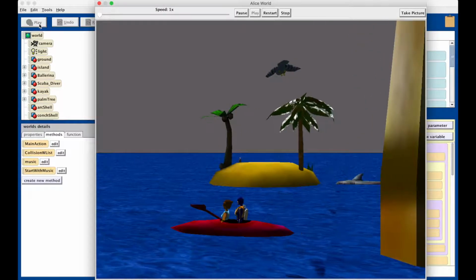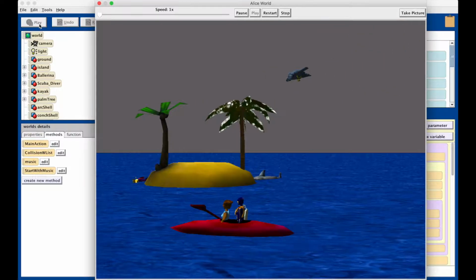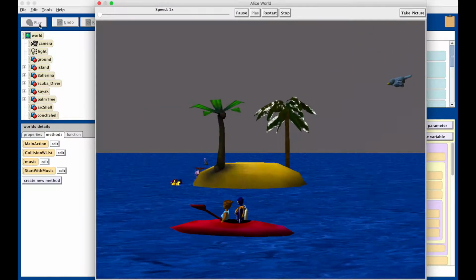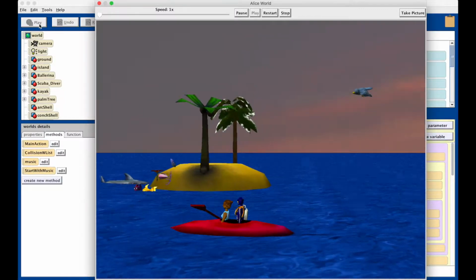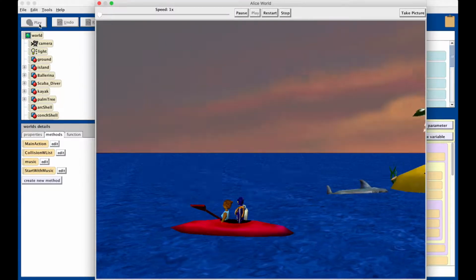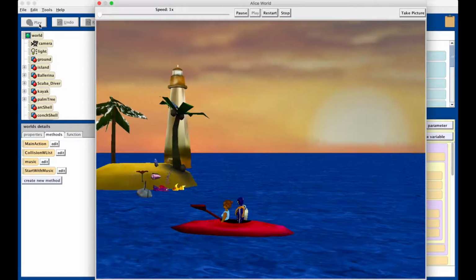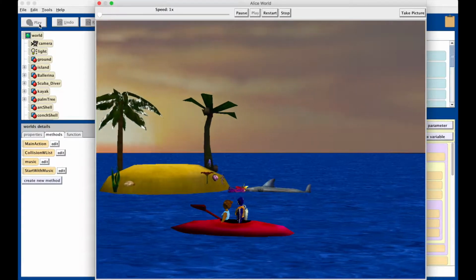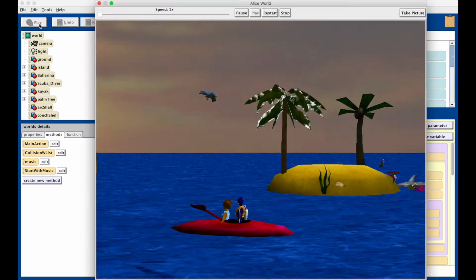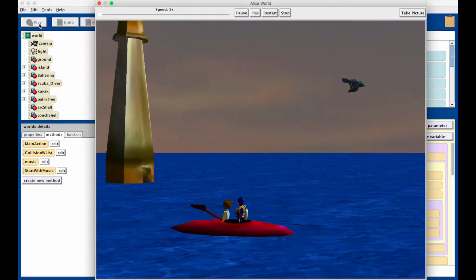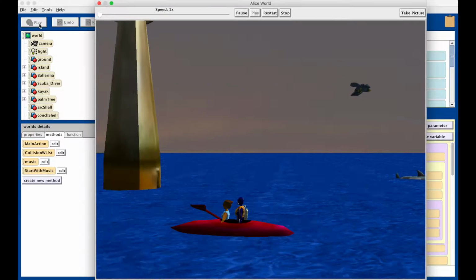Students could go around the island. They could circle around both the island and the lighthouse, although that's a bit more tricky because of the camera angles blocking off the canoe at some points. The lighthouse actually gets between the camera and the canoe.